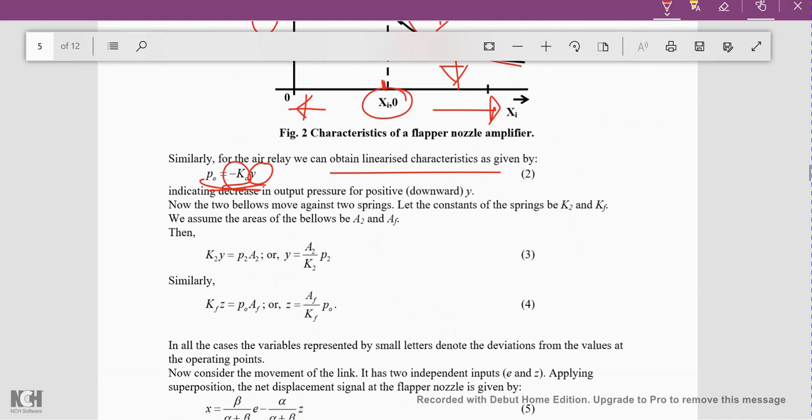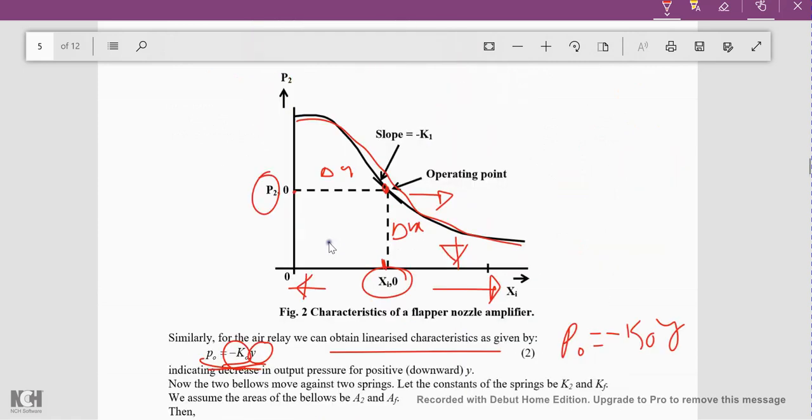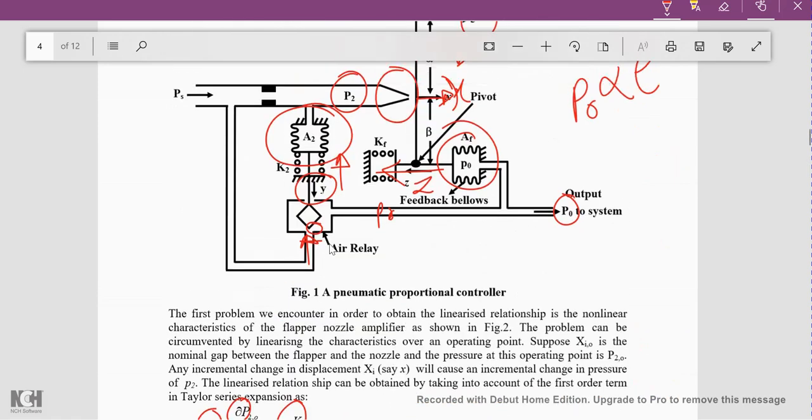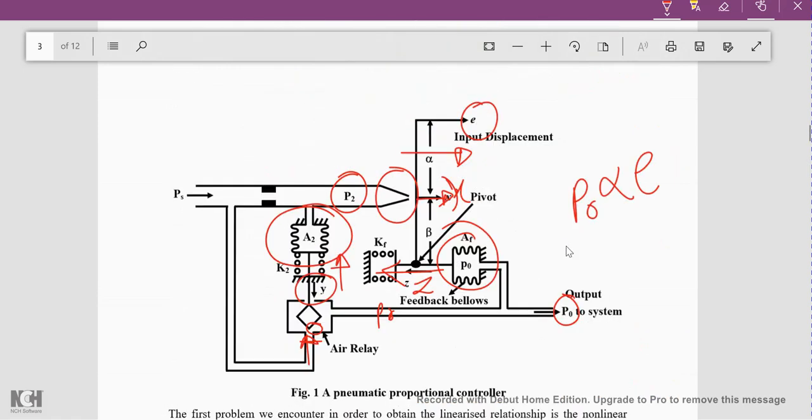So you need to remember P naught is equal to minus K naught times Y. Okay, so we are going to substitute various terms here. So let us say what is Y. So Y can be obtained from the input here, the change in the input or pressure equal to output. So that can be obtained by using the input parameters at this point, which are P2 and A2.